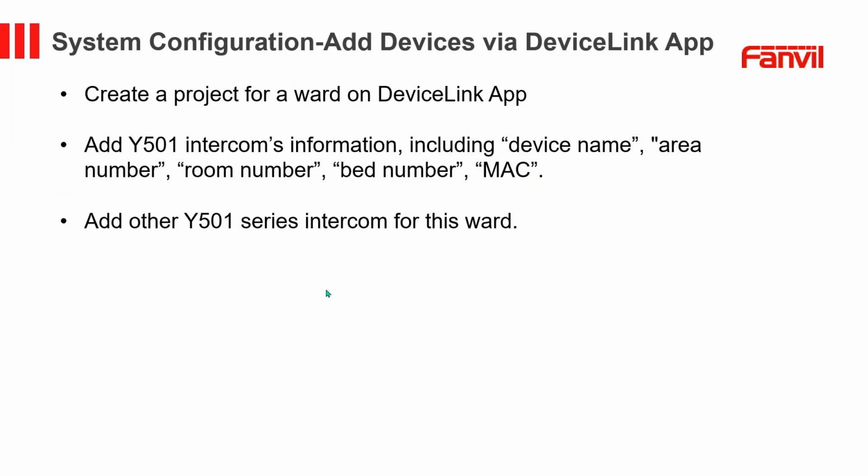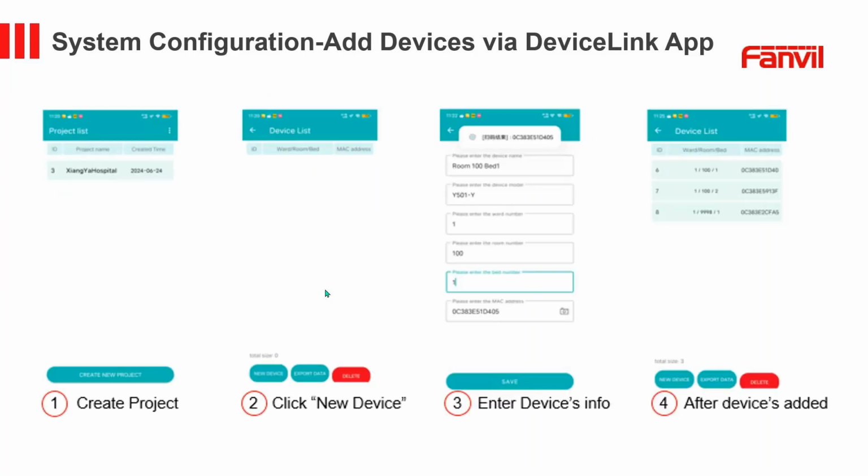On the app, you can create a project and add your intercom information such as device name, area number, room number, bed number, and MAC. Then add the rest of the intercom phones to your application. Here is an illustration of the application's interface. You have the projects here, the option to add devices, and here the information that should be entered for each device. After that, the device will be listed on the app.